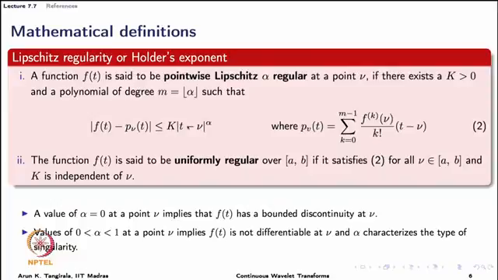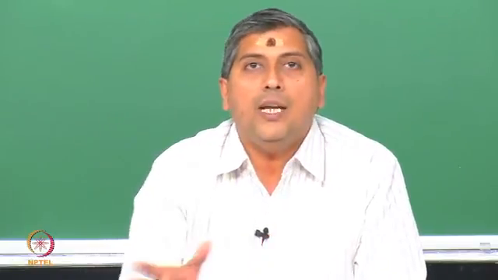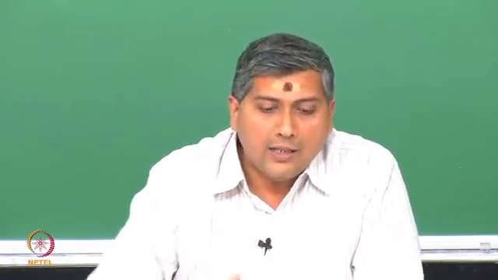That is, at every point in the interval you should be able to show that there exists a k and an alpha such that the error is bounded in this fashion, and this k should be the same at all points in this interval. Then we say that f of t is uniformly regular or uniformly Lipschitz over that interval, and this k should be independent of where you are looking in the interval.